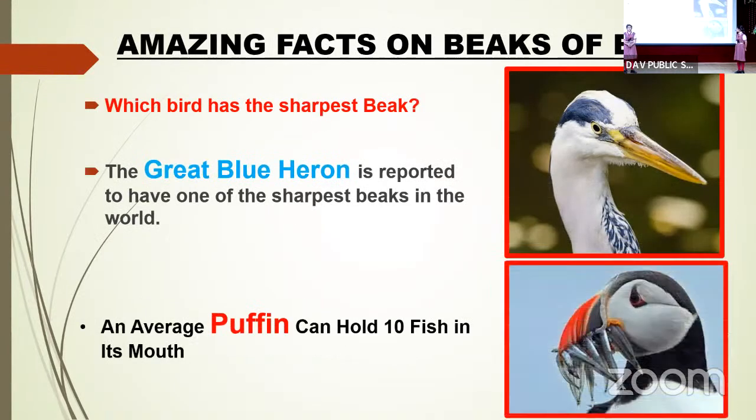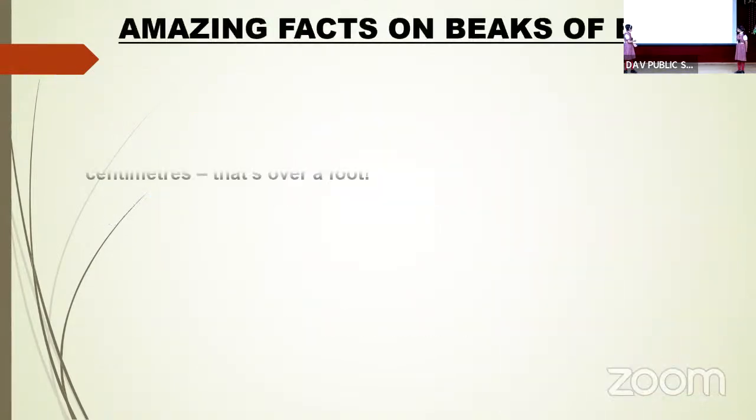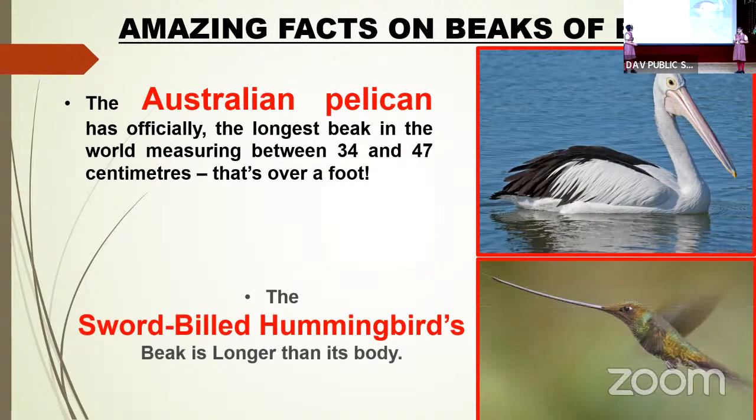Second, which bird has the sharpest beak in the world? The great blue heron is reported to have one of the sharpest beaks in the whole world. An average puffin can hold 10 fishes in its mouth. Third, the Australian pelican has officially the longest beak in the world, which measures around 37 to 47 centimeters, which is over a foot. The sword-billed hummingbird's beak is longer than its body, as you can see in this picture.